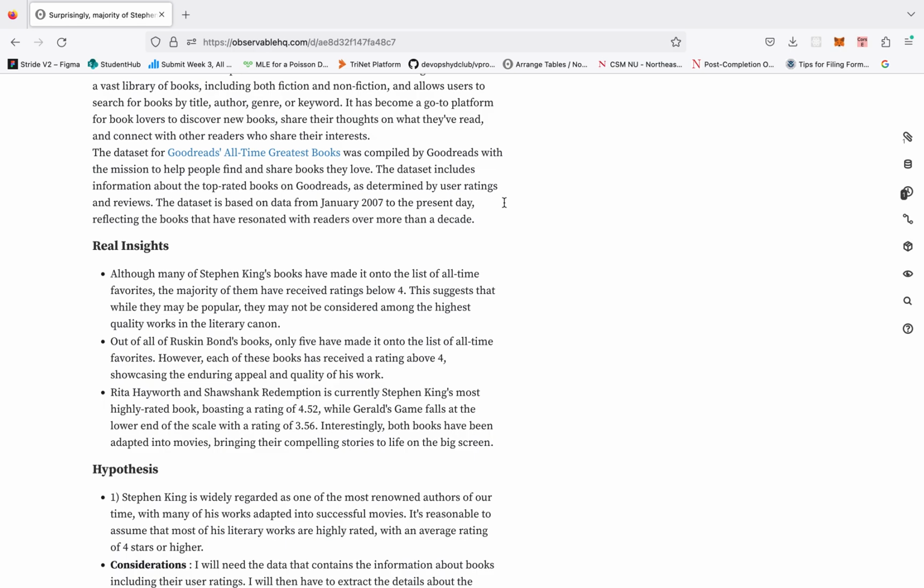Second, out of all Ruskin Bond's books, only 5 have made it onto the list of all-time favorites. However, each of these books has received a rating above 4, showcasing the enduring appeal and quality of his work.